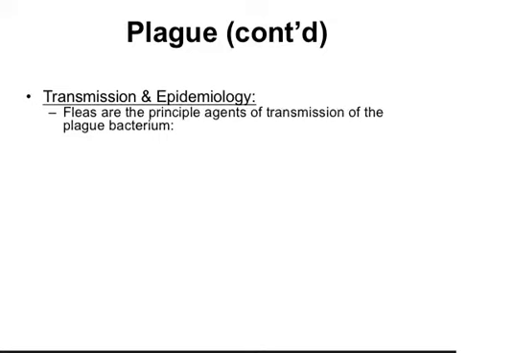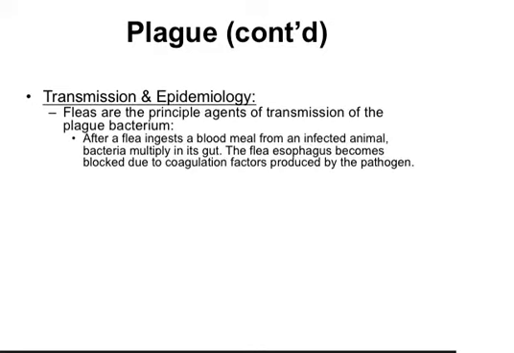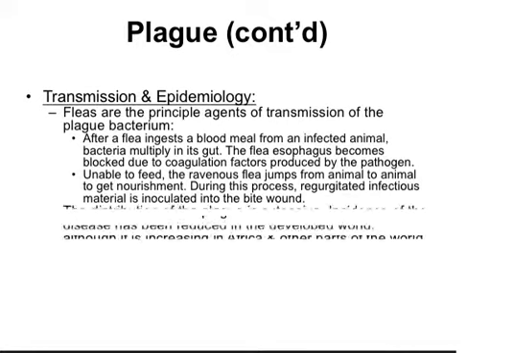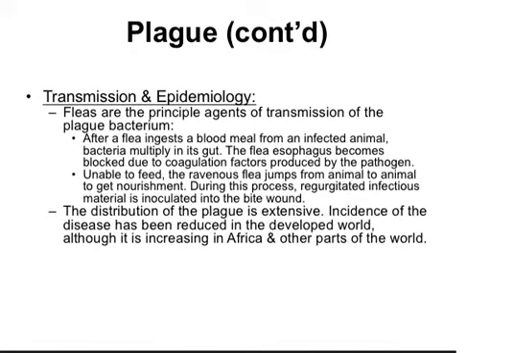Transmission. Fleas are the principal agent. After a flea ingests a blood meal from an infected animal, the bacteria multiply in the gut. The flea esophagus gets blocked due to coagulation factors produced by the pathogen. Unable to feed, the flea jumps from animal to animal to get nourishment, and during this process, regurgitated infectious material is inoculated into the bite wound.